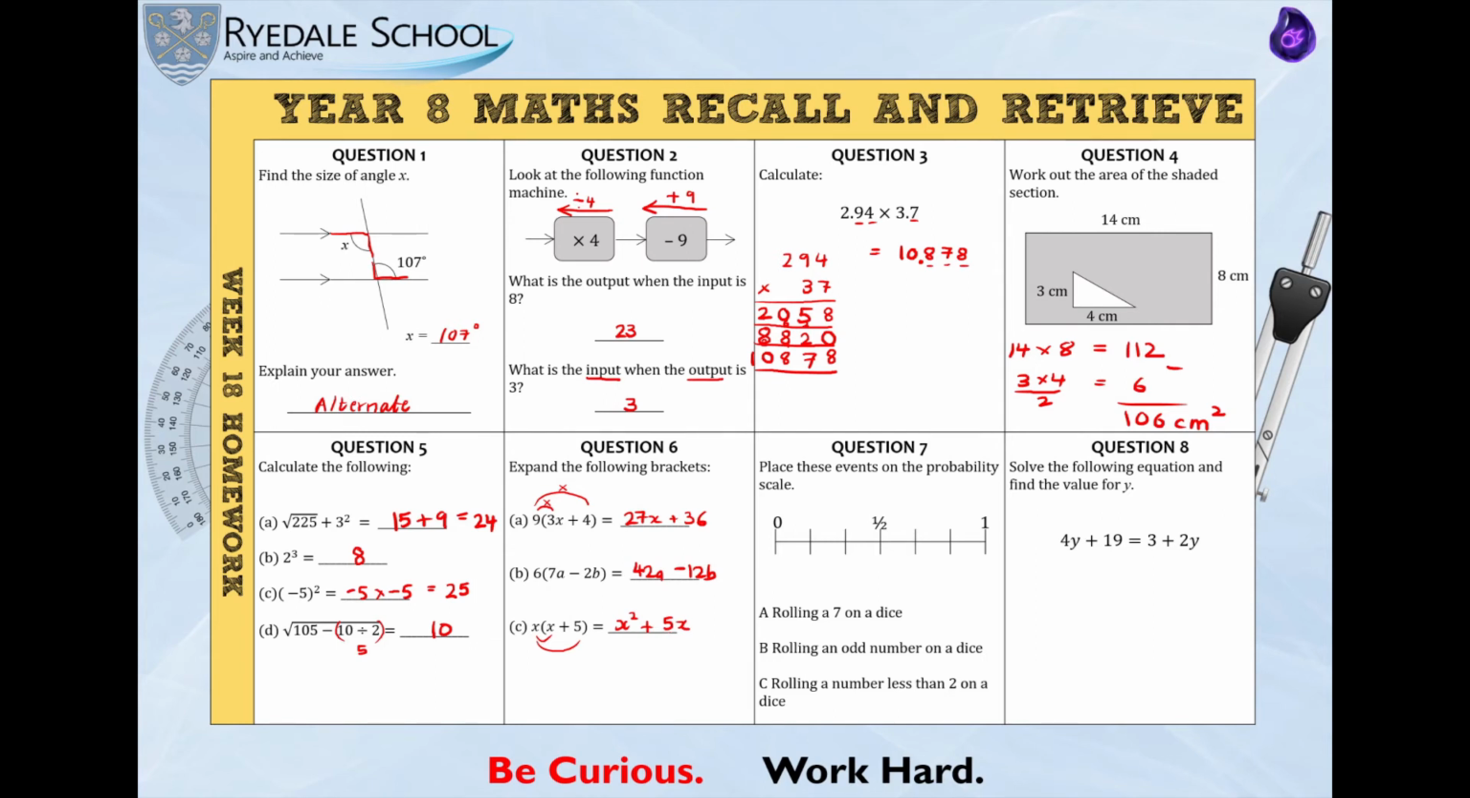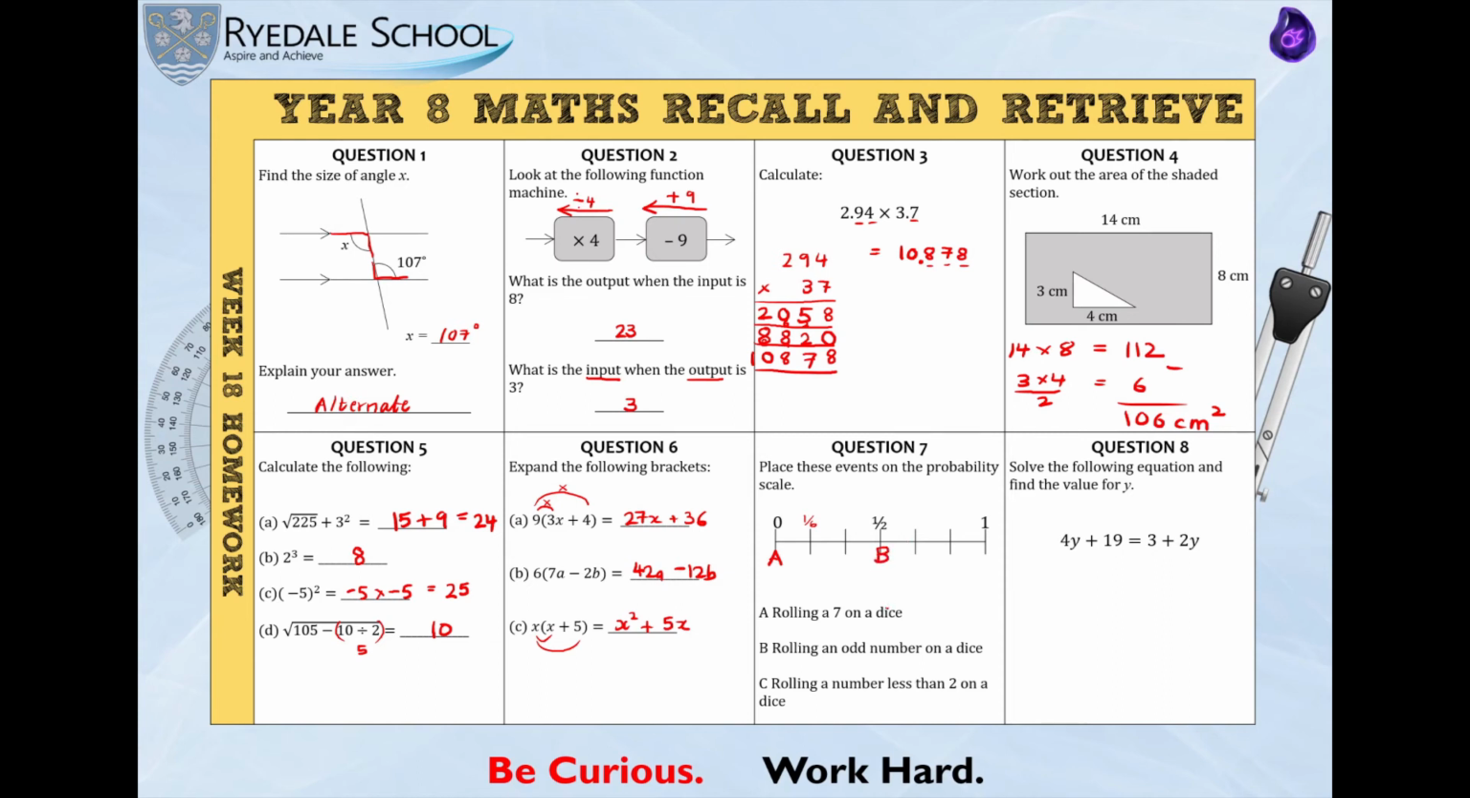Question 7, we've got a probability scale. The probability scale has been split into 6. So each of these lines is an increment of 1/6, which makes sense because this is a question to do with rolling dice. Rolling a 7 on a dice is impossible. So that is at 0. Rolling an odd number on a dice. Well, there are 3 out of 6 outcomes that are odd. So that is equal to a half.